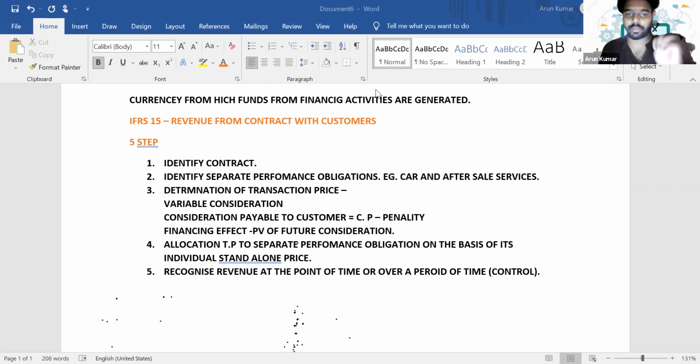Okay, guys, just go through it. Just 5 minutes. Just read that 5-step model, and if you have any doubts, you can reply in the chat. We'll come back within 2 minutes.